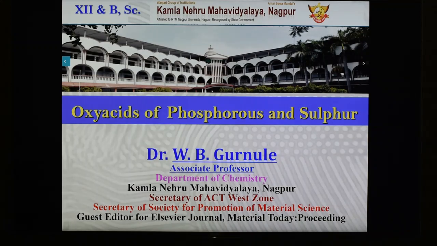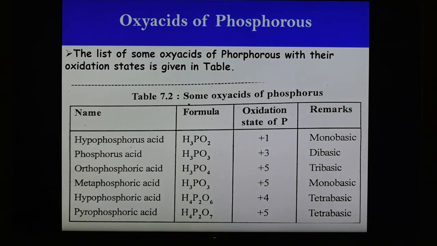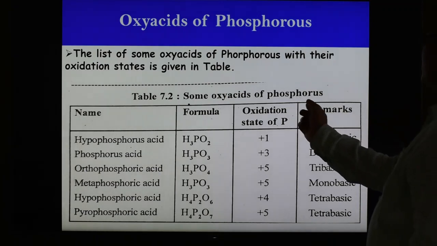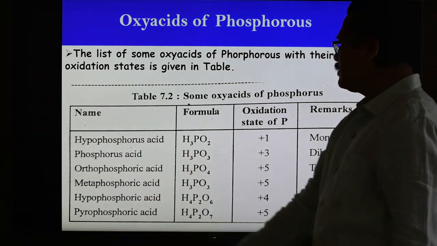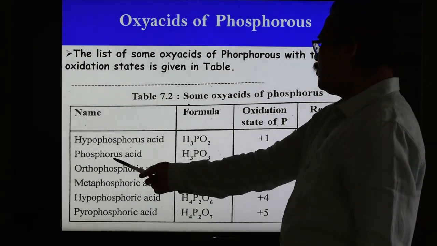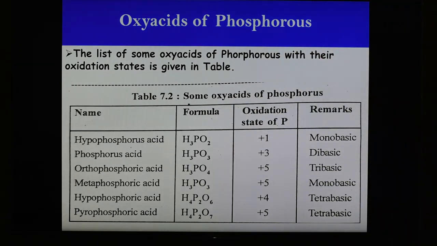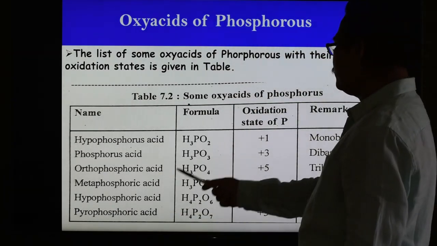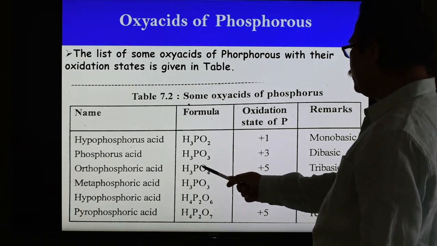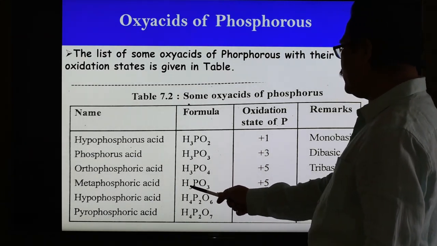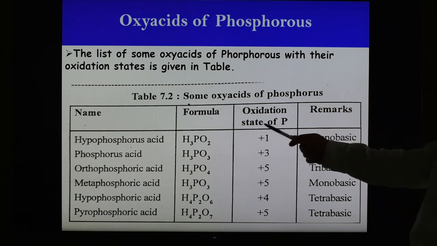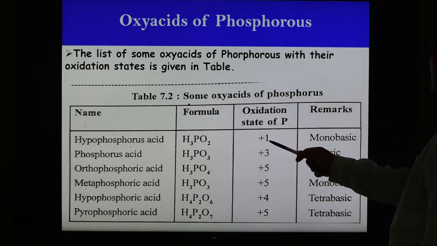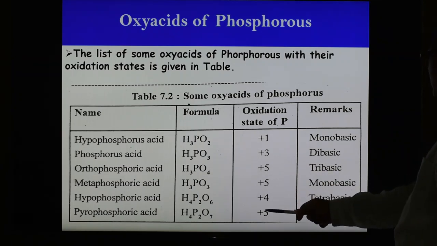In the next slide we are going to see the oxyacids of phosphorus, and here a table is shown. In this table the names of the oxyacids of phosphorus are hypophosphorus acid, phosphorus acid, orthophosphoric acid, metaphosphoric acid, hypophosphoric acid, and pyrophosphoric acid. The formulas are H3PO2, H3PO3, H3PO4, HPO3 (this is not H3), H4P2O6, and H4P2O7. Their oxidation states are shown here: phosphorus has +1, +3, +5, +5, +4, +5.